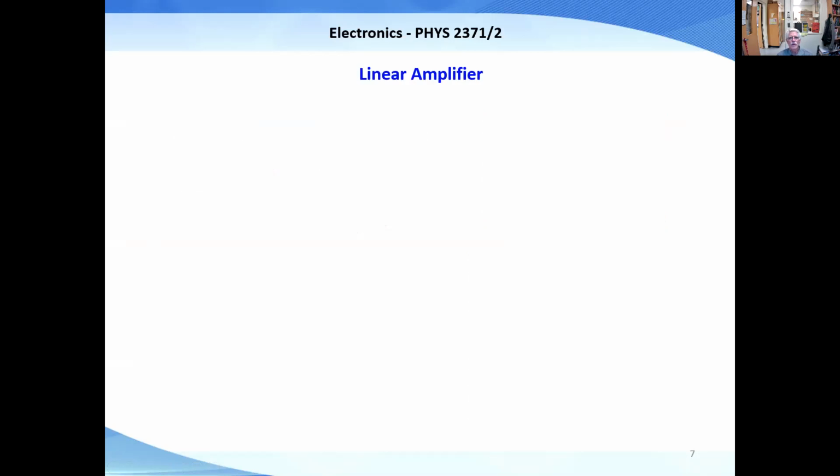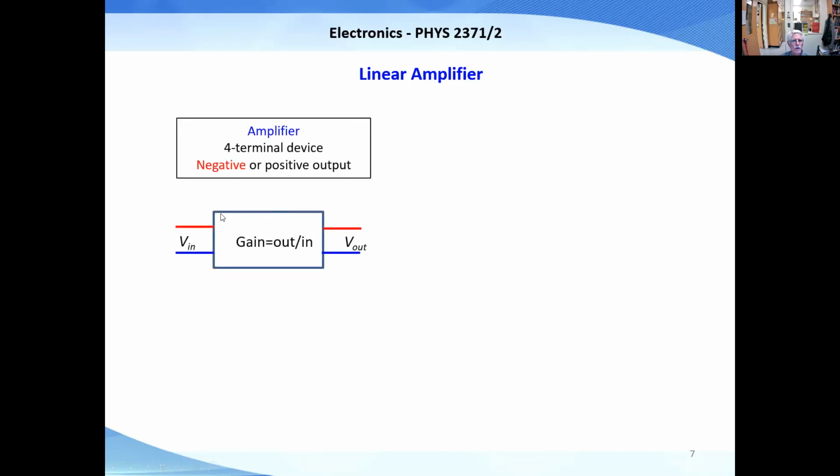Okay, let's go through the linear amplifier. In a lot of cases, for an audio amplifier, you want to take some signal from, say, a microphone, and you want to amplify the power or the voltage, and you want it to give an exact representation of what was going into the microphone, only louder. Okay, so we'll talk about a device that has 4 terminals. It has at least 2 inputs and 2 outputs.